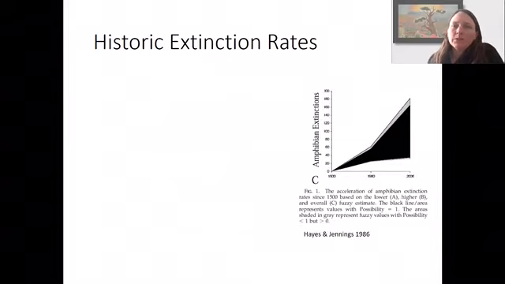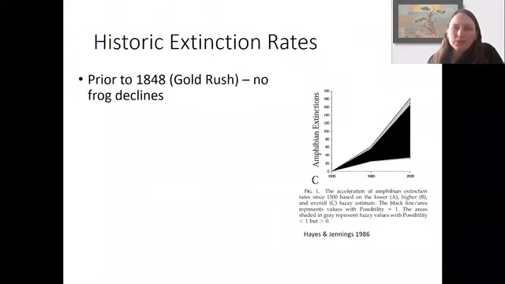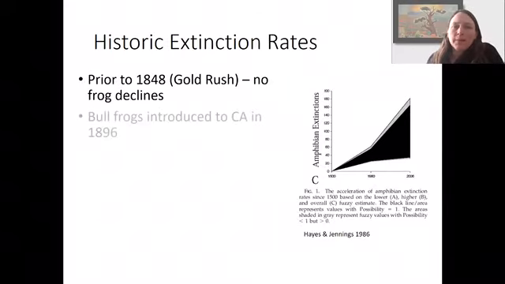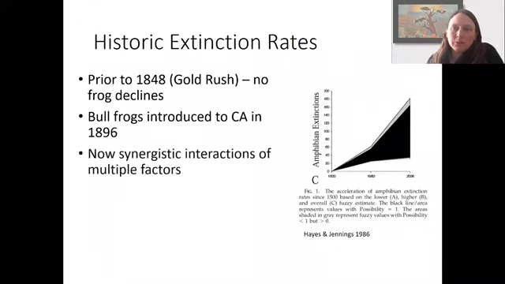So if we think about historic extinction rates for amphibians, prior to about 1848, which is around the gold rush, there were really no measurable declines of frogs. There were kind of just base extinction levels for all organisms at that time. But around 1896, when bullfrogs were introduced to California, we see this sharp increase in extinctions. And so a lot of people thought that bullfrogs were one of the main culprits. But now we know that it's actually a whole host of interacting factors.